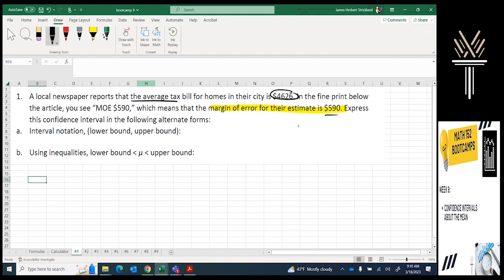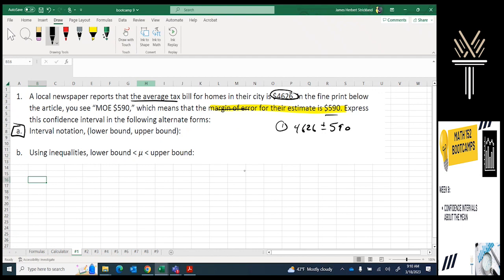And so in the margin of error form, that's one of the 3 ways we can represent it, right? The margin of error format. We would say it's 4626 plus or minus 590. And that's one way of representing a confidence interval. It's not the most common way for this class. For this class, we tend to prefer interval notation. Most of your homework's going to want it that way, but they can switch it up if they want to.